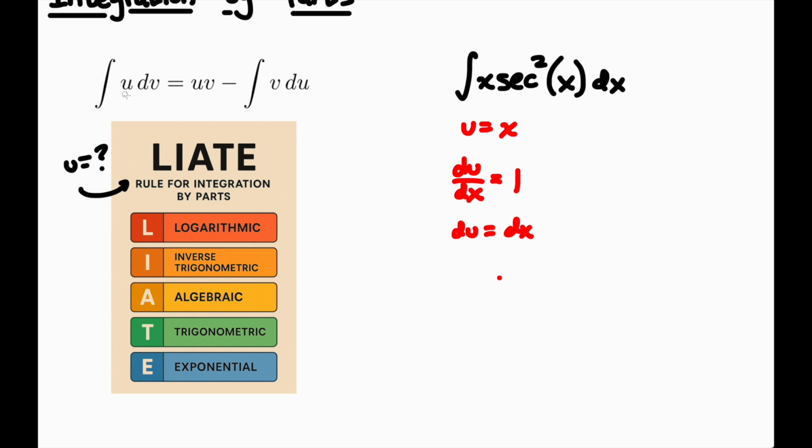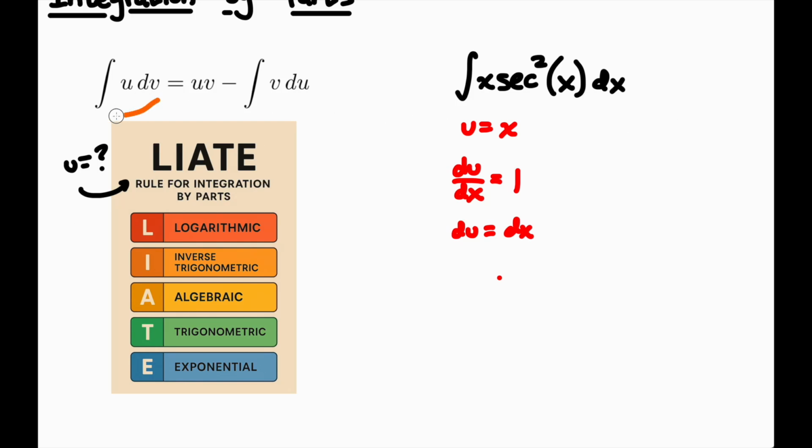So we have this part of the formula and this part of the formula taken care of, as well as this part right here. So we're in good shape. Now we have to figure out the v and the dv, because we have a dv here and a v here. So let's do the next part. We're going to figure out what our dv is.